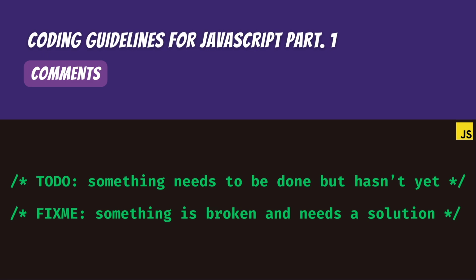FIXME means something is broken and needs a solution. TODO means something needs to be done but hasn't yet. We might not use them in this course, but you'll likely see them in other coders' work.